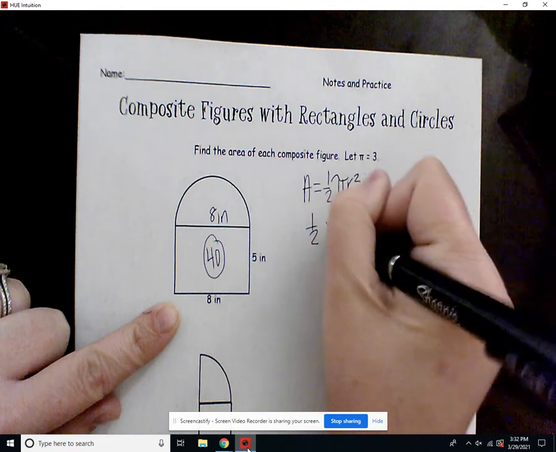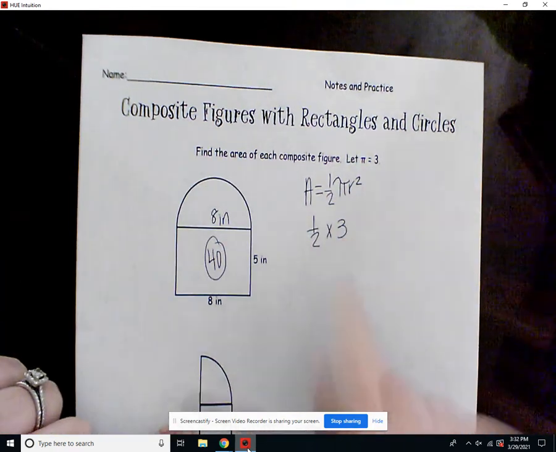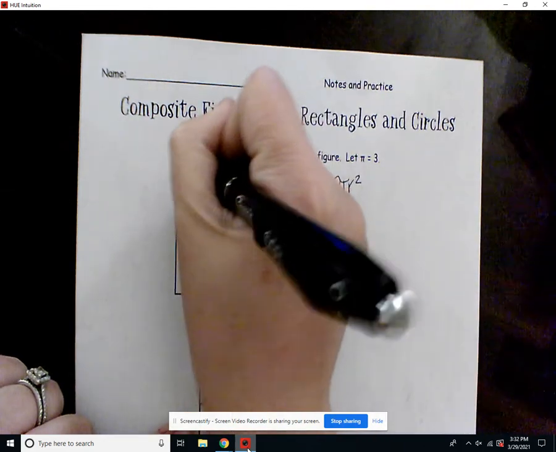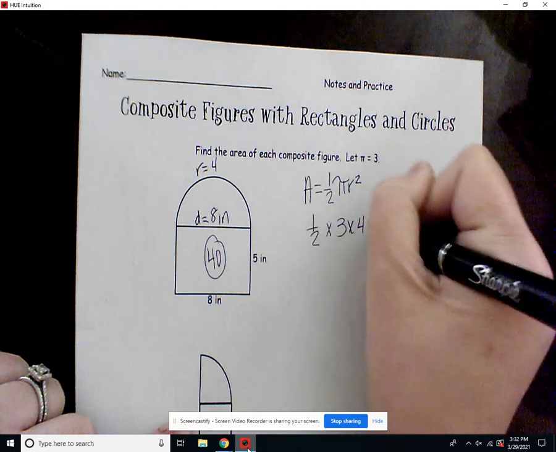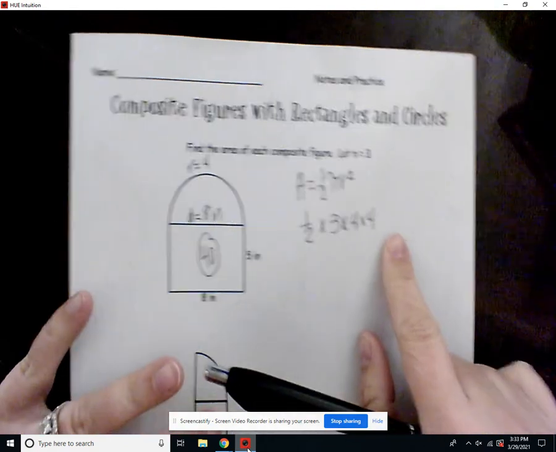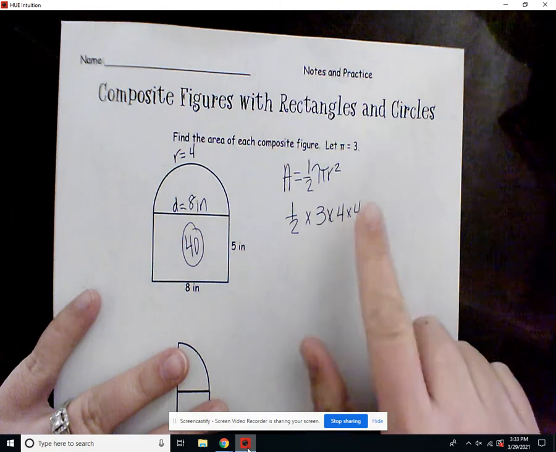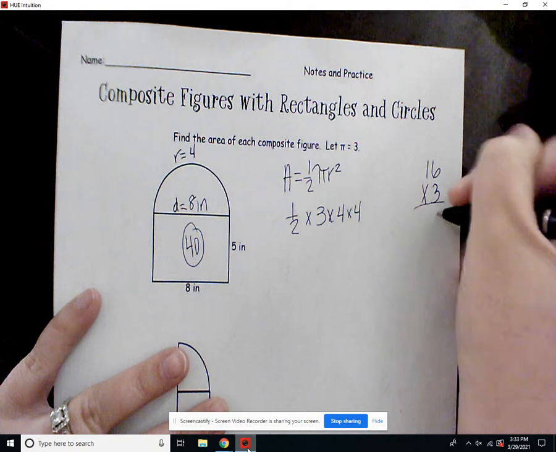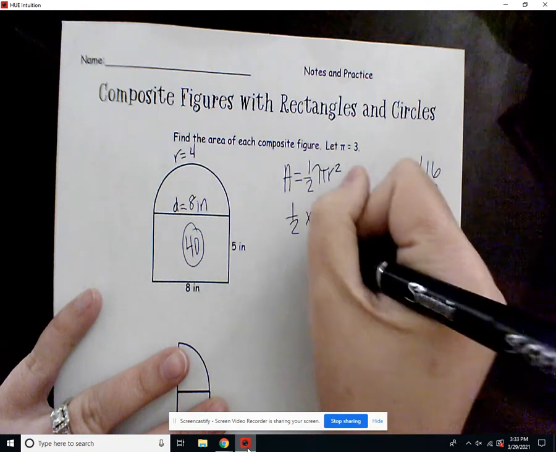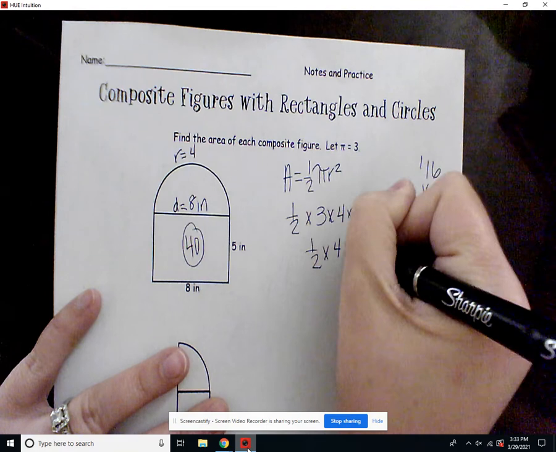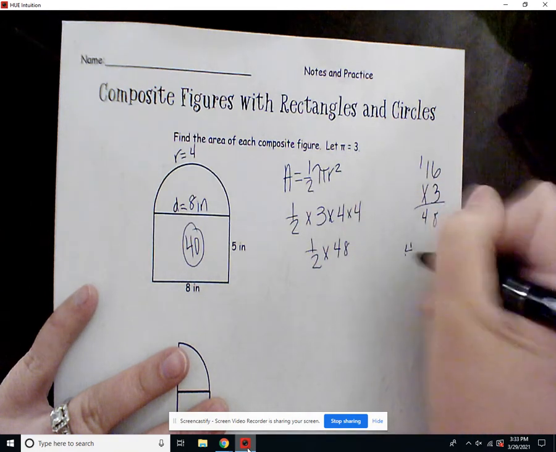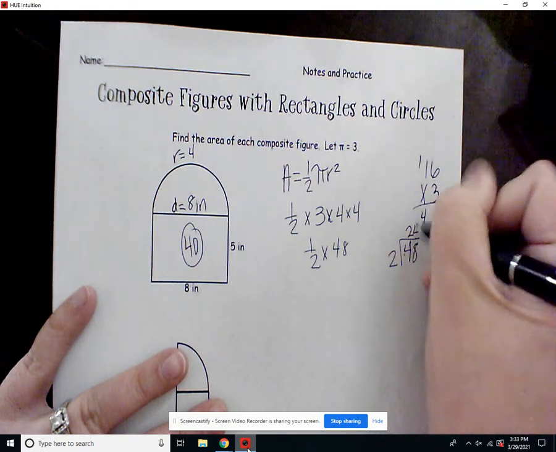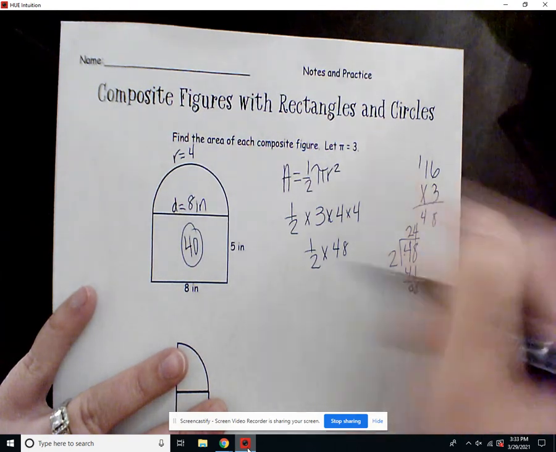So it says to let pi be 3, so I have 1/2. Pi is 3. 8 inches is going to be a diameter, so I'm going to make it into a radius by cutting in half, which is going to be 4. So we're writing our radius down 2 times, and now we're going to multiply. So 4 times 4 is 16. Now I'm going to times it by pi, which is 3, which is 48. And then we are going to half 48, which is the same thing as dividing it by 2. So 2 will go into 48 24 times.